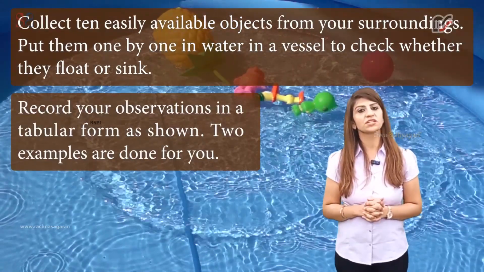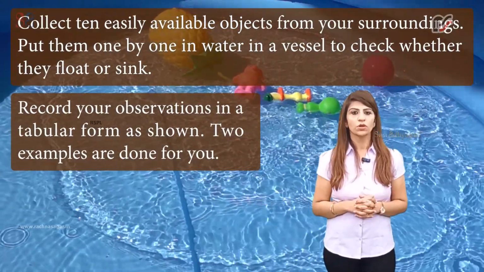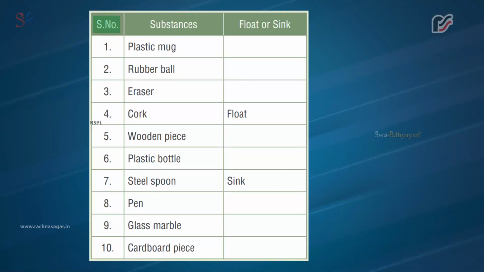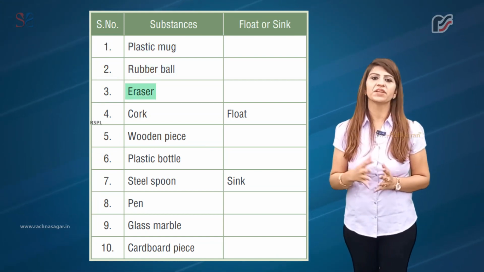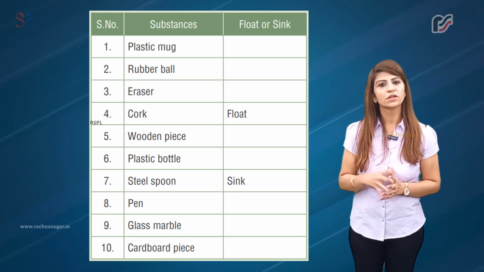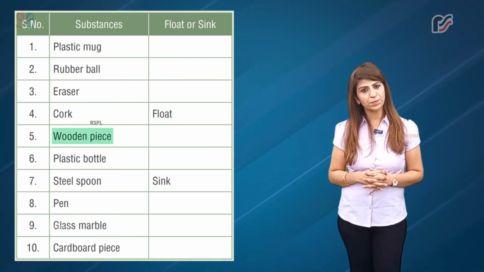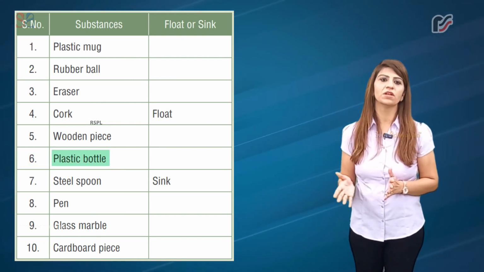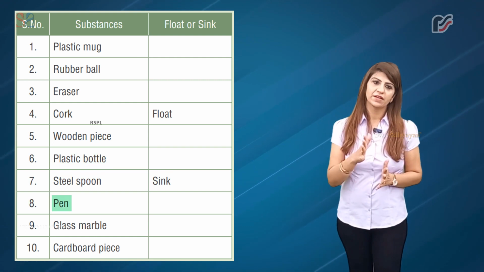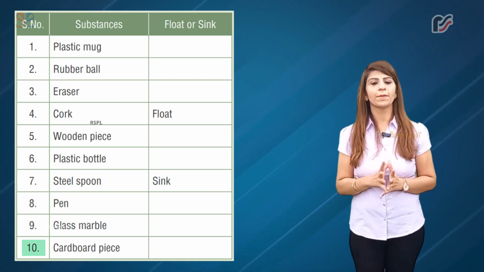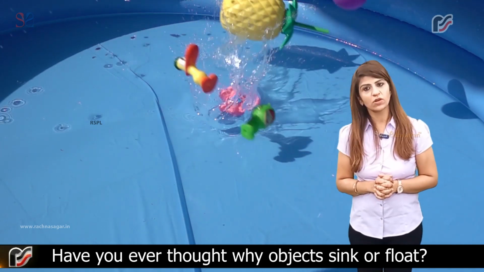Record your observations in a tabular form as shown. 2 examples are done for you. Serial number, substances, Float or sink. Number 1, plastic mug. Number 2, rubber ball. Number 3, eraser. Number 4, cork, float. Number 5, wooden piece. Number 6, plastic bottle. Number 7, steel spoon, sink. Number 8, pen. Number 9, glass marble. Number 10, cardboard piece. Have you ever thought why objects sink or float?